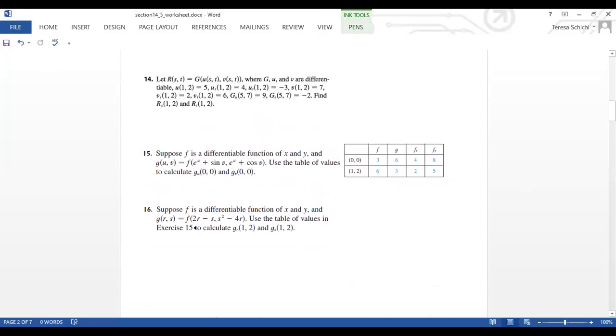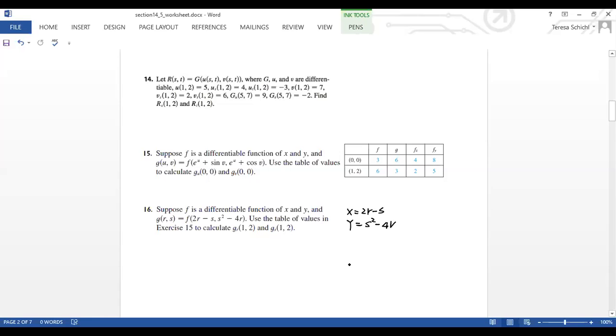Okay, number 16. Suppose f is a differentiable function of x and y, and g(r, s) is f of (2r minus s, s squared minus 4r). Use the table of values in the previous number 15 to calculate g_r and g_s. Because g is a function of r and s, I know x is equal to 2r minus s, and y is equal to s squared minus 4r.